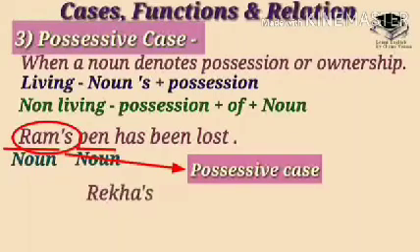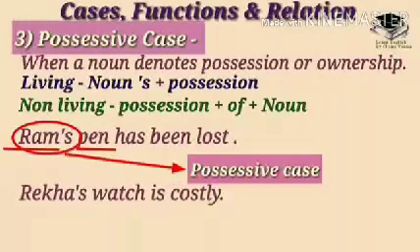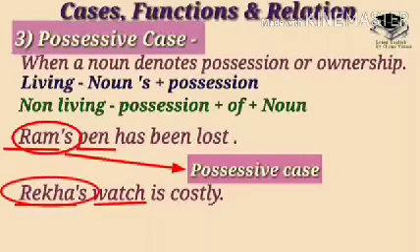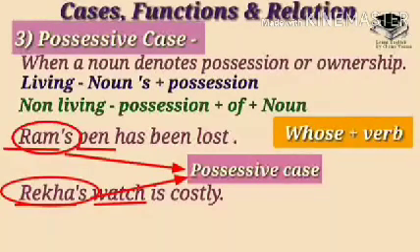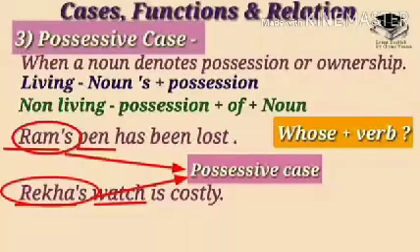Rekha's boss is costly. After Rekha we use apostrophe s because Rekha is a living noun. So both are possessive case. Ram's pens and Rekha's boss both are possessive case. Okay, and here you can simply find it out by asking the question word whose; the things you get as answers are known as possessive case.